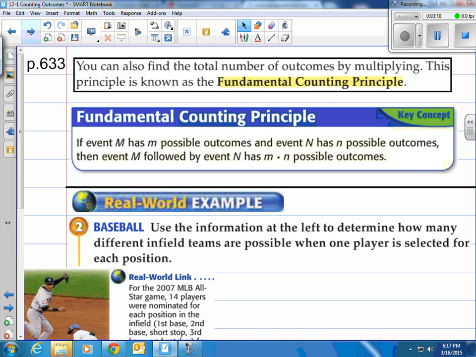All right, let's look at our next piece, which is called the fundamental counting principle. It says you can also find the total number of outcomes by multiplying, and this is called the fundamental counting principle.